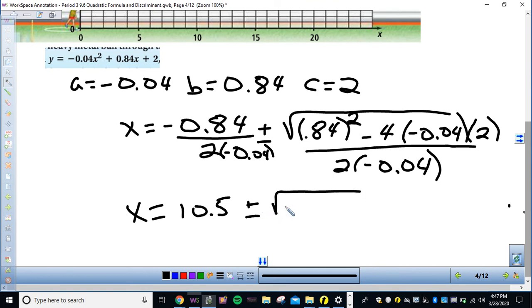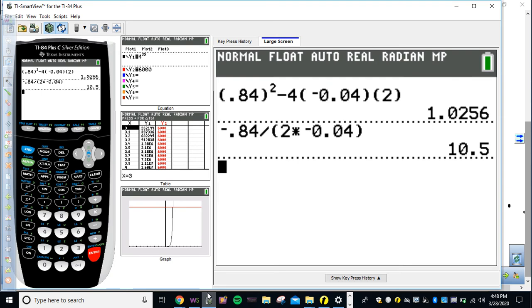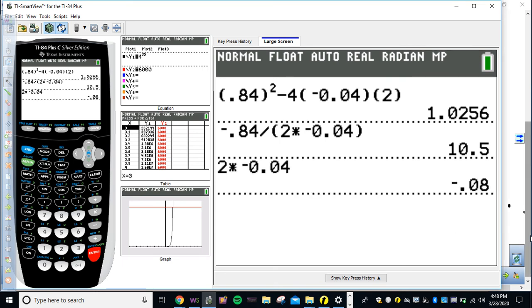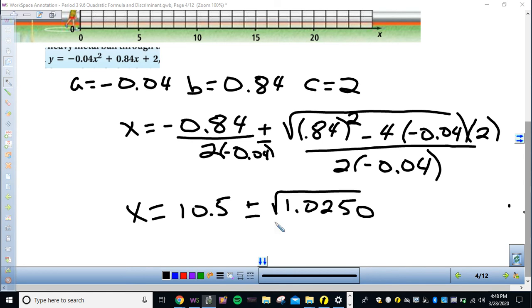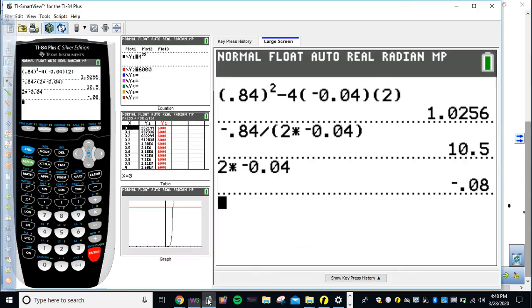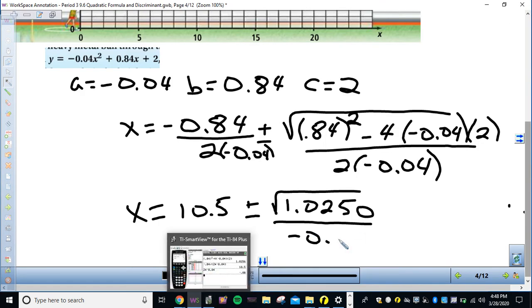So let's go back here. So square root of 1.0256. And then we have 2 times negative 0.024, and we get negative 0.08. So over negative 0.08.